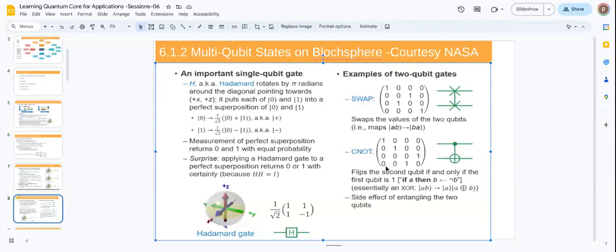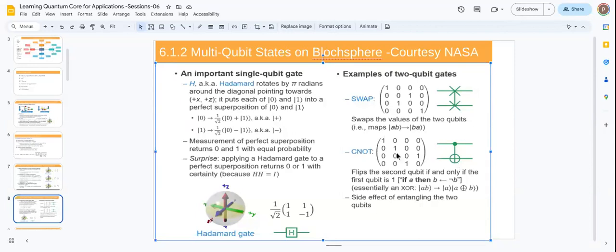CNOT is nothing but the equivalent of exclusive OR with a control knot. So this is the controlling dot and this is the knot. The knot is also represented as plus or XOR. So controlled XOR, or control knot, is equivalent to XOR. And XOR does what? Remember that 0, 1 or 1, 0 will become 1, and 0, 0 or 1, 1, which is the same, will be 0. So 0 does not affect. If this is 0, this will not get impacted. But if this is 1, then this will flip. So that is the flipping that is happening.